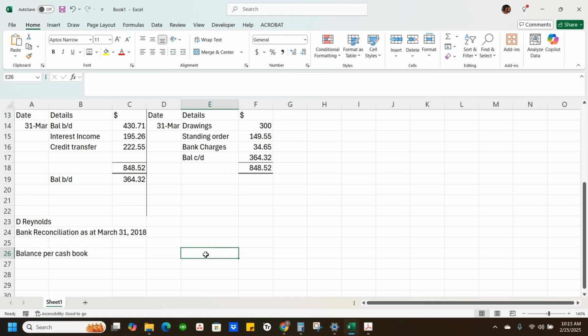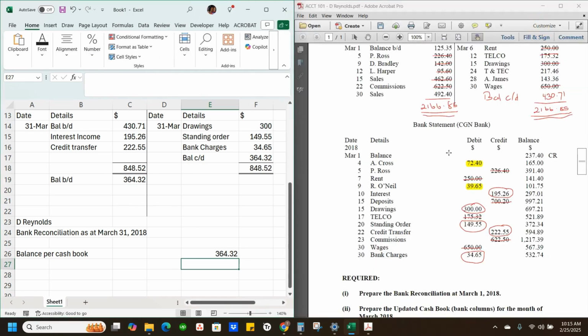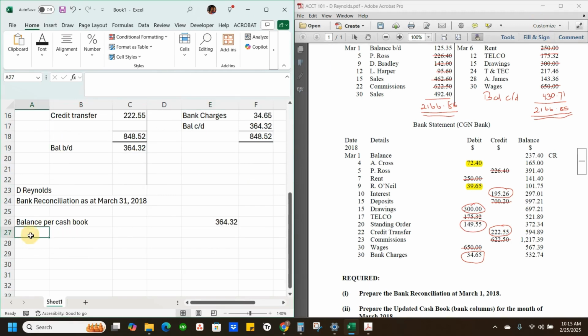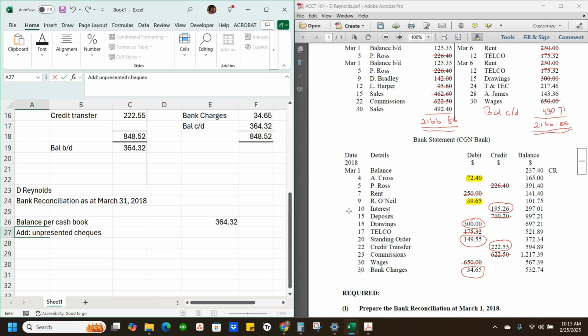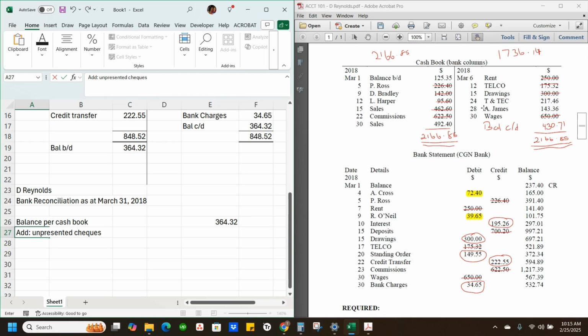So this will be a positive figure because the brought down balance is on the debit side. So we enter that, 364.32. Now we can bring back up our question paper and add those unpresented checks. Quick reminder here that you're using the details from your cash book to update your bank reconciliation.